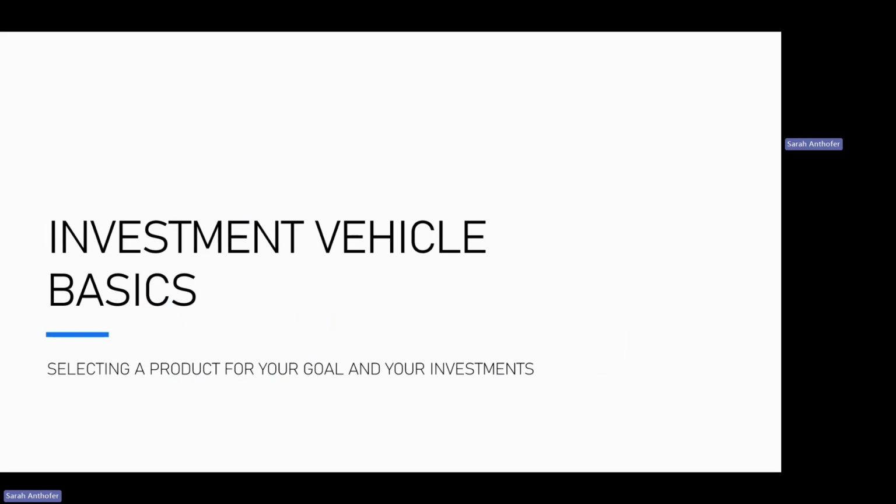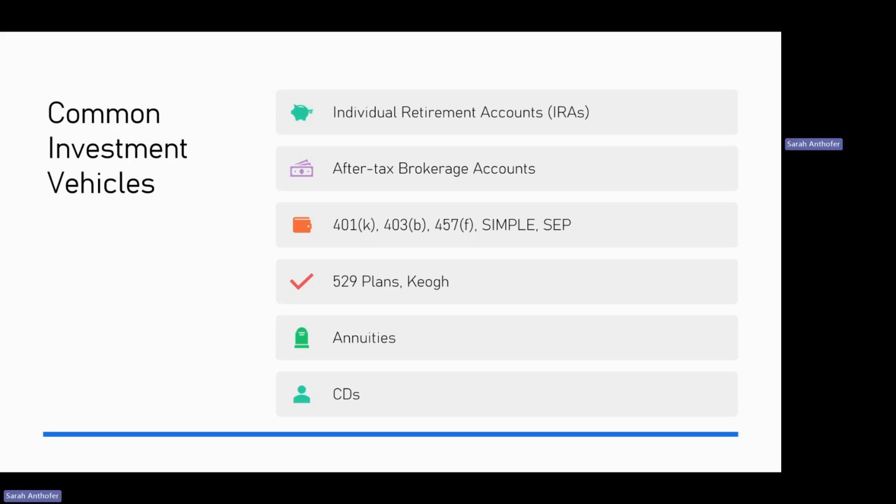All right, so now that we've gotten through talking about qualified versus non-qualified, the kinds of investments, and how we assess risk, let's talk about investment vehicle basics. Again, common investment vehicles we'd see are individual retirement accounts, IRAs, qualified accounts, and after-tax brokerage accounts, non-qualified. A 401k, 403b, 457, a SIMPLE or a SEP, those are going to be qualified accounts. A 529 plan or a Keogh plan, those are generally things that we see for college savings. Annuities can be either qualified or non-qualified. And CDs, these are common investment vehicles that we see people use for their goals.